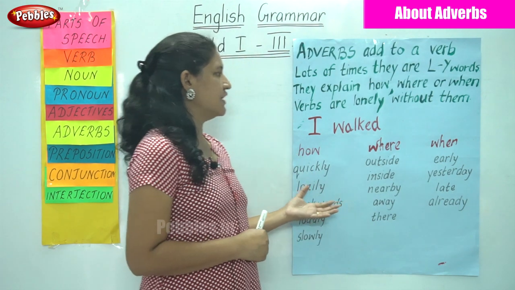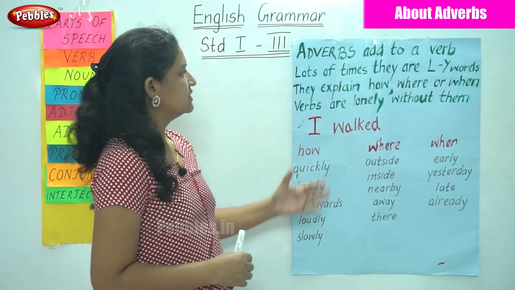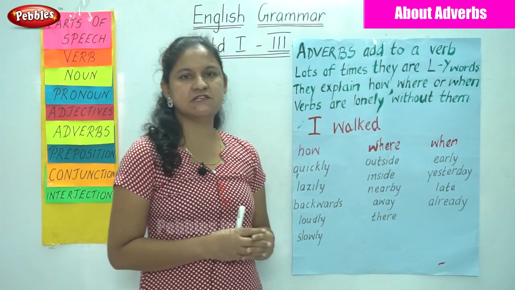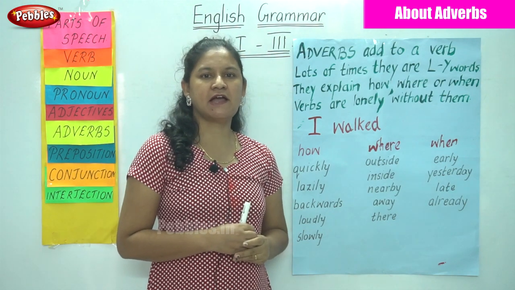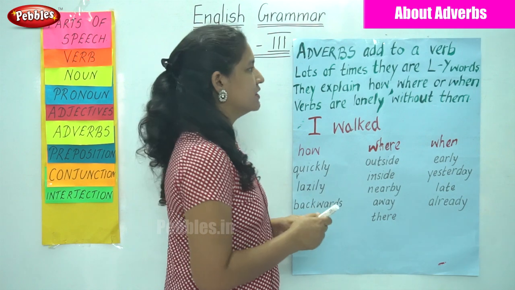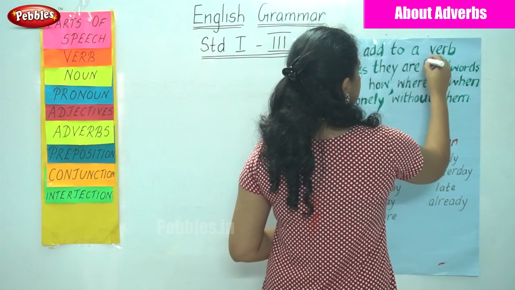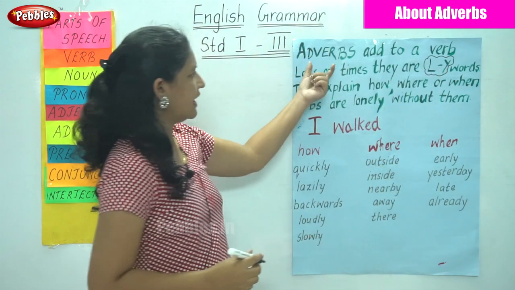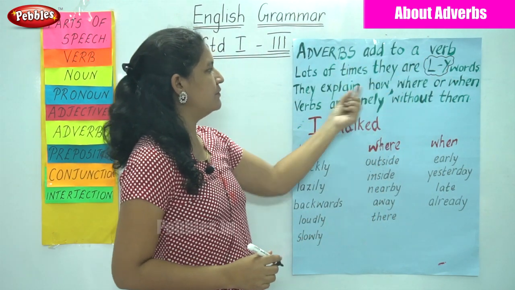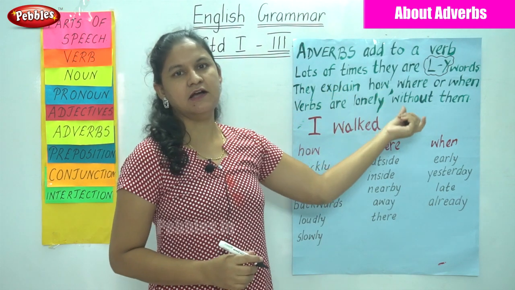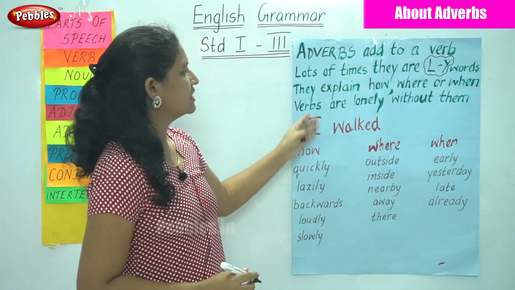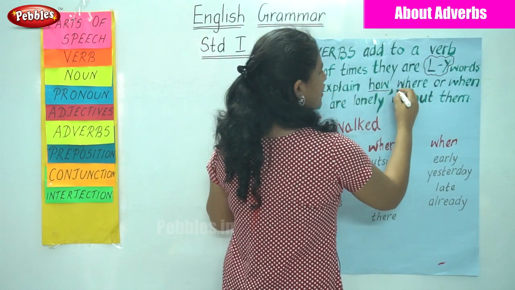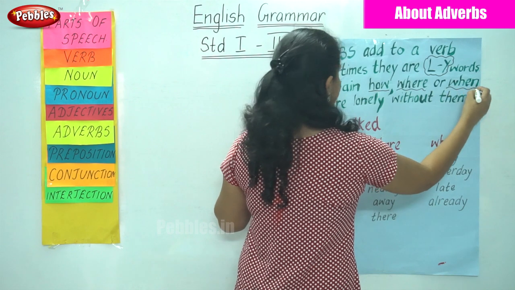So in this chart we have some more examples. So adverbs add to a verb. So normally if you see certain verbs, we add ly behind the verb. So we add the alphabets ly to a verb. Lots of times they are ly words. They explain how, where or when.